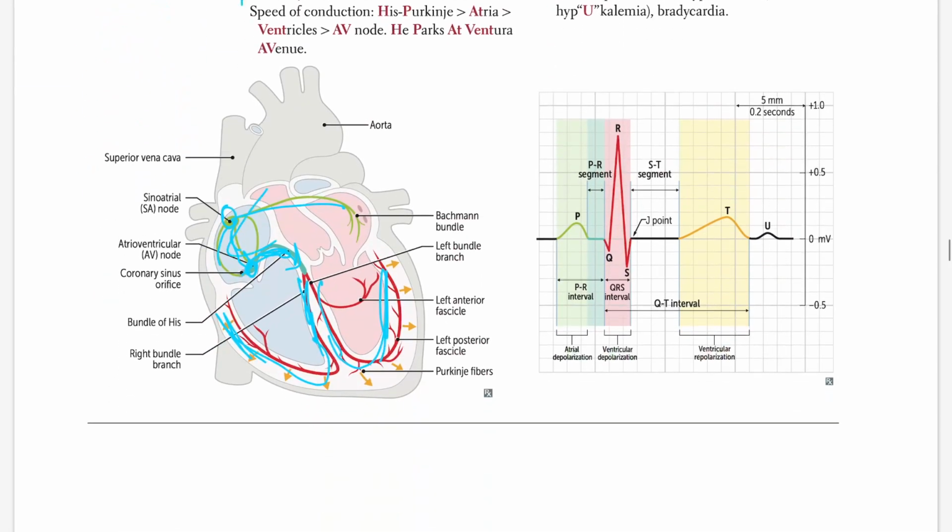Now left bundle branch divides into left anterior and posterior fascicles. So if you look here in this picture again, all they're saying is this left branch divides into two fascicles. One is left anterior, and the other is left posterior fascicles. Okay.